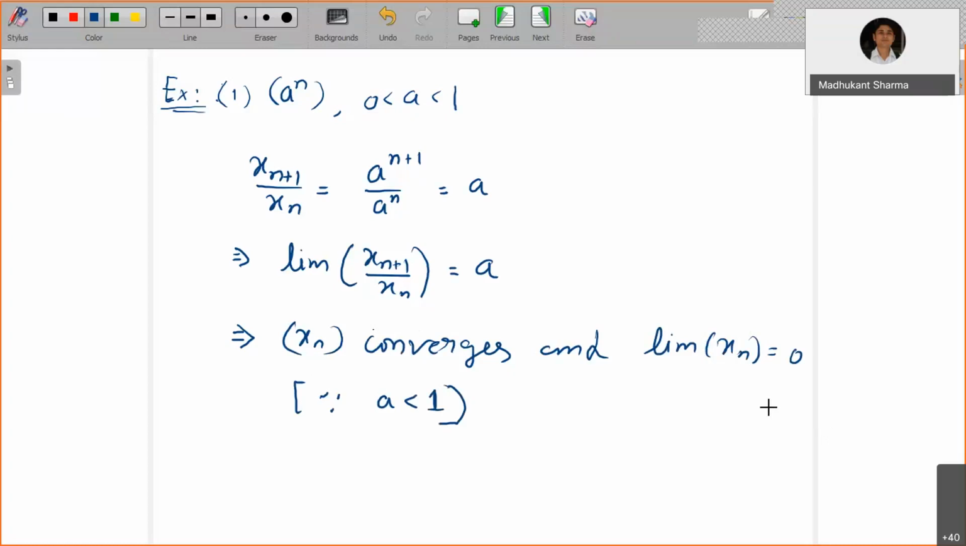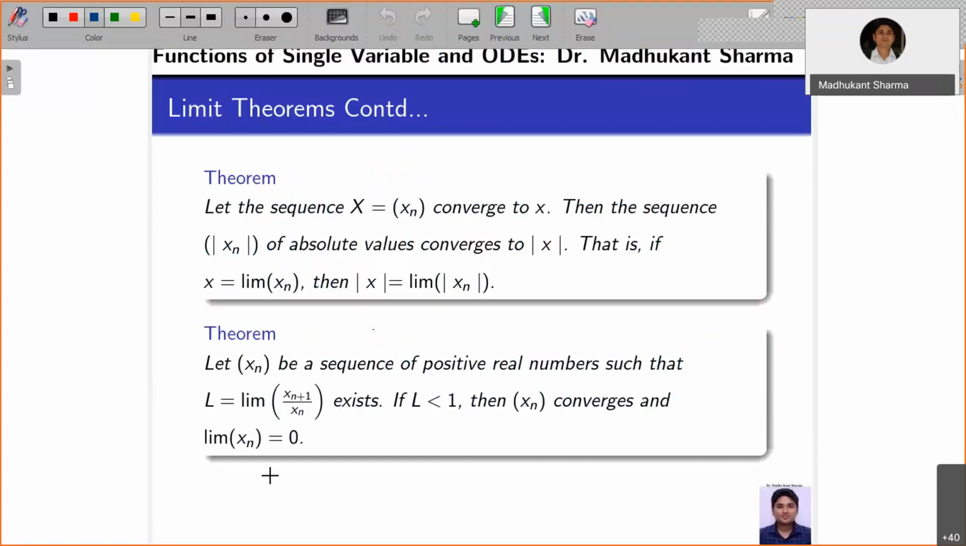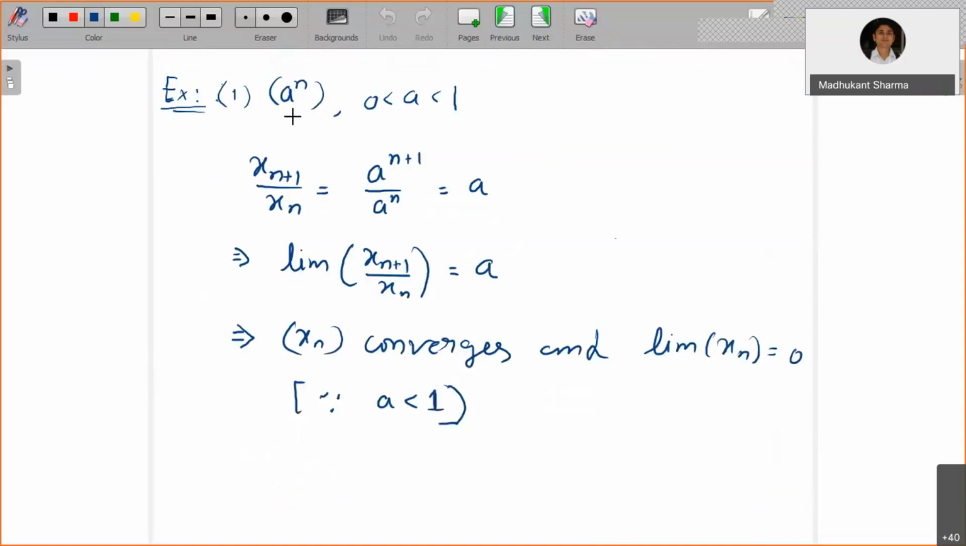Now if I go back and ask whether L is always greater than or equal to 0, yes, because it is a sequence of positive real numbers, so the ratio also remains positive. It's a limit of a positive sequence, so the limit is always non-negative. So that's true. It is always greater than or equal to 0. So it is very much required that a is greater than 0 here.